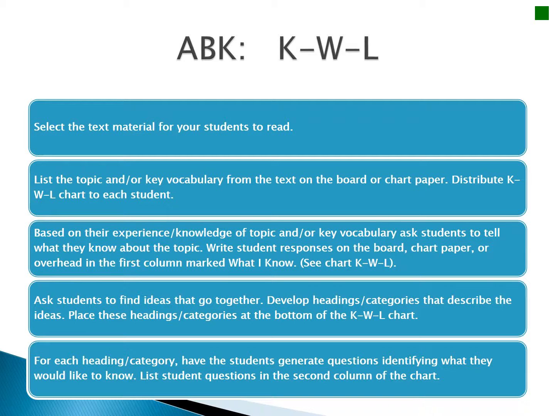Then you help the students organize their thoughts, their background knowledge, around ideas that go together. You develop headings that describe those ideas and put them at the bottom of your KWL chart. For each of the headings, or the categories, you can have the students think specifically about that category, the questions they have in that category and what they would like to know, and you can list those in the second column of the chart.